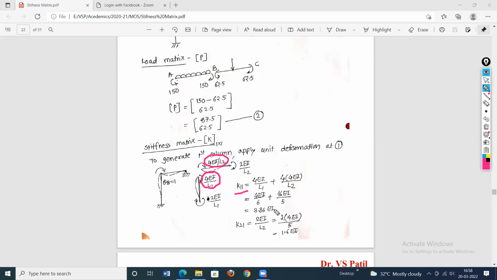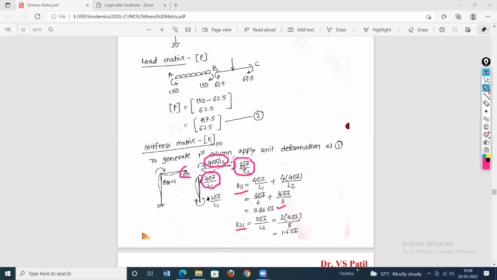So the first element is coming as 3.86. Then stiffness at 2 now. Stiffness at 2 due to unit deformation at coordinate 1. So stiffness at 2, in the sense our coordinate 2 is at C point. So at C point, what is this thing? Rotational force, it is 2EI upon L2.